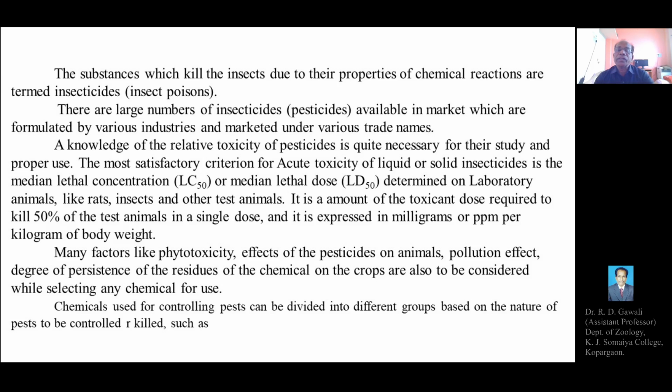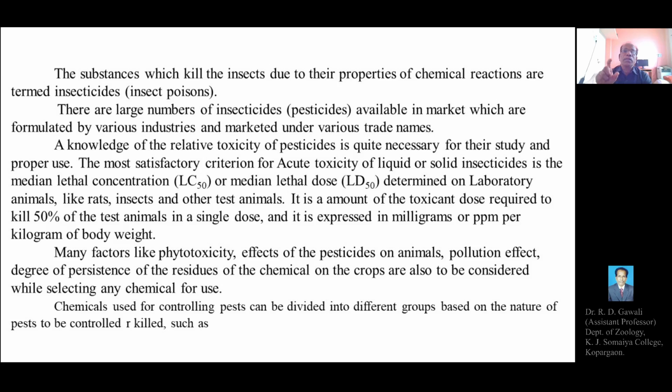And it is expressed in milligrams or parts per million (ppm) per kilogram of body weight. So LC50 or LD50 is the amount of the toxicant dose required to kill 50% of the test animals in a single dose, and it is expressed in milligrams or ppm per kilogram of the body weight.